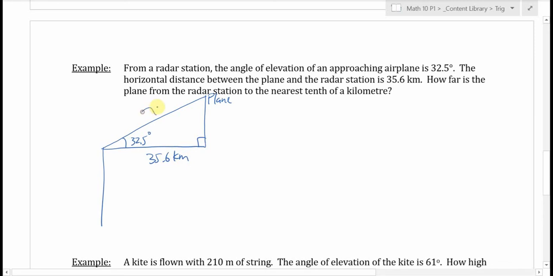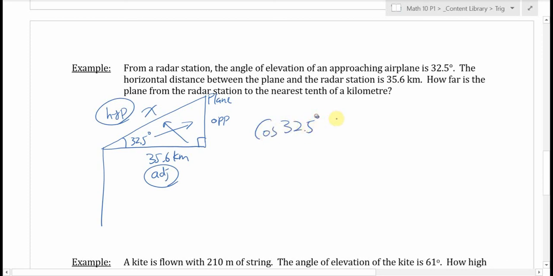So we're solving for the hypotenuse, right? That's the radar station and the plane. Well, the top of the radar station, I suppose. So again, let's name the sides. Here is the opposite side. Here is the hypotenuse side, and this is the adjacent side. So we are solving for the hypotenuse, and we are given the adjacent side. Therefore, we have to use cosine.